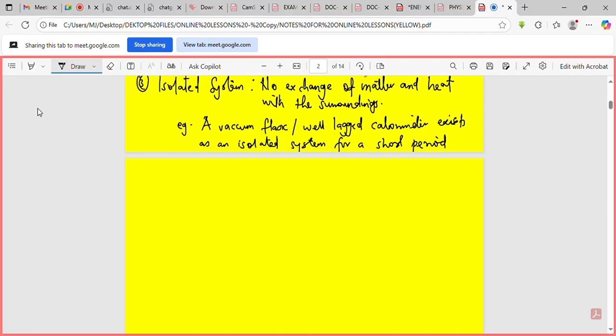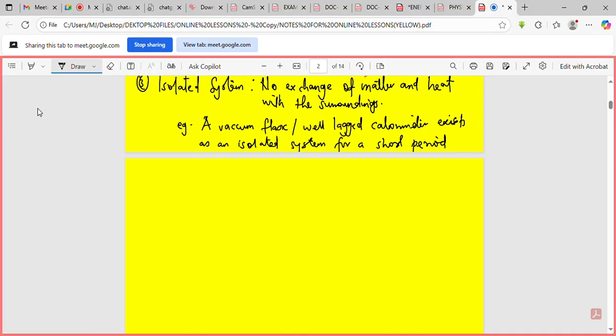Now, what does the word lagged mean? Of course, a calorimeter is a device that is used to measure the heat content of a system. Know this very well. So if you recall, differences between heat and temperature. Temperature is measured with a thermometer, but heat is measured with a calorimeter. It's measured in a calorimeter.